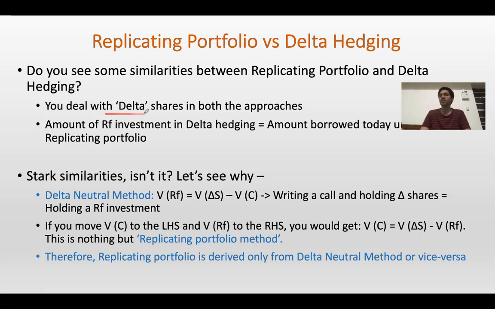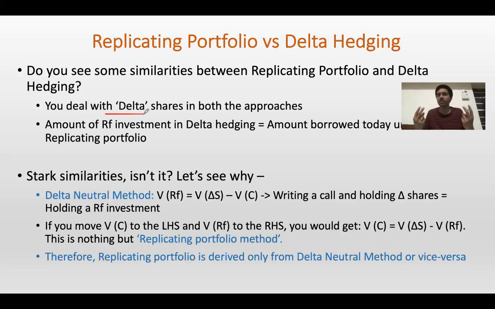Whereas in a replicating portfolio, although we didn't start off with holding delta shares, what we did was we tried creating a portfolio that replicates the payoff of a call option, right? We ensured that the payoff of the replicating portfolio equates the payoff of the call option at the upper node as well as the bottom node. How did we do that? We assumed that we would borrow a sum y, meaning an amount y, and we would buy h shares.